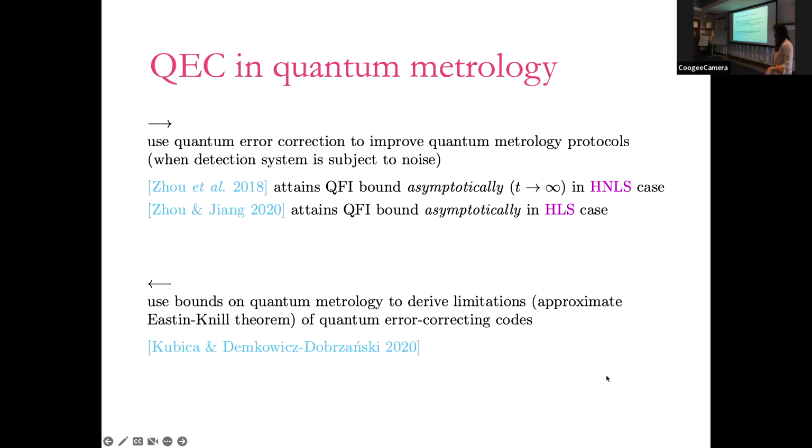So to elaborate a bit on this point, there's actually a nice interplay between quantum error correction and quantum metrology. Prior works have already considered using error correction to enhance the precision of quantum metrology. And there's even been proof of principle experiments done to demonstrate this. I also want to mention this recent work that, instead of using error correction to increase the QFI, essentially goes in the other direction and uses upper bounds on the QFI to infer limitations on error correcting codes. Specifically, they provide an arguably simpler proof of the approximate Eastin-Knill theorem in this way.